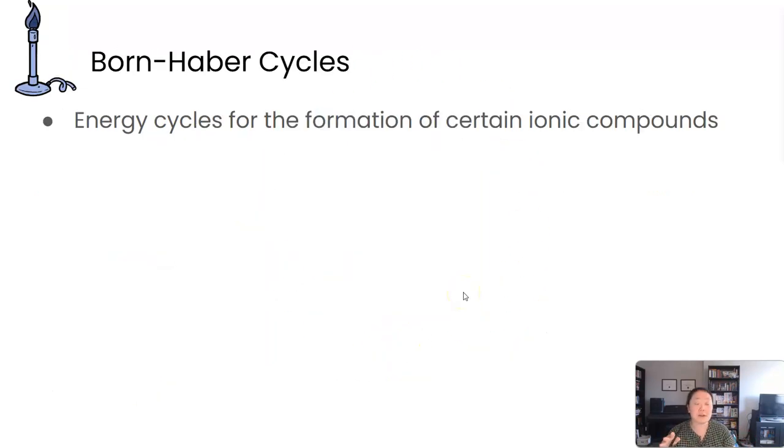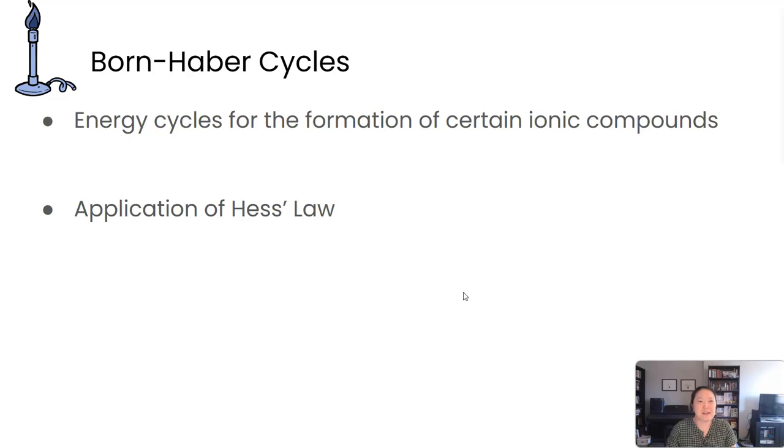A Born-Haber cycle is an energy cycle for the formation of certain ionic compounds. If you remember the Hess's law questions where you had to use a cycle diagram to show how certain reactions work, this is basically that, except a lot more. It is basically an application of Hess's law. You are taking all of these different reactions and putting them all together to get this final value.